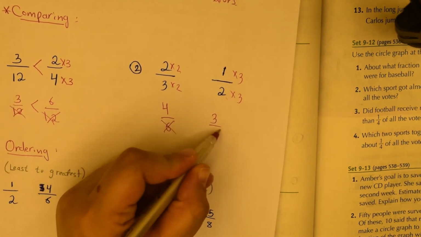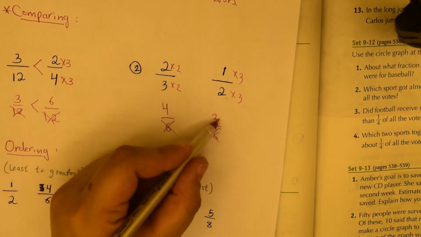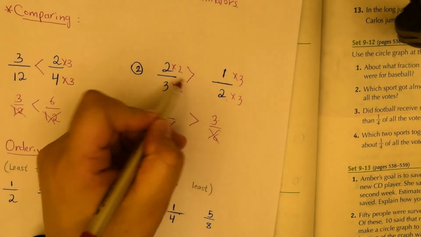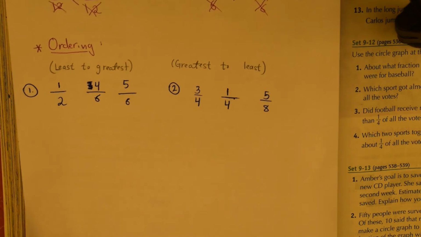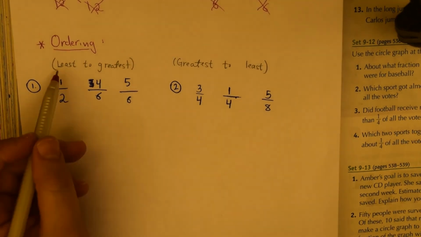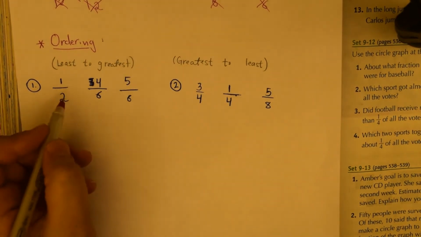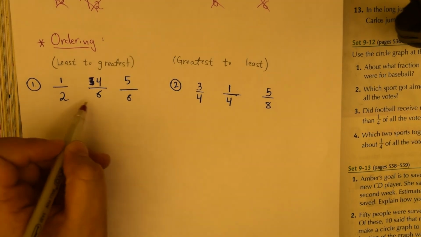Now I have common denominators. I will cross the numbers. 4 is greater than 3, then 2/3 is greater than half. Now for ordering, here I want from least to greatest. I have 2, 6, 6. So how can I make the 2 6?